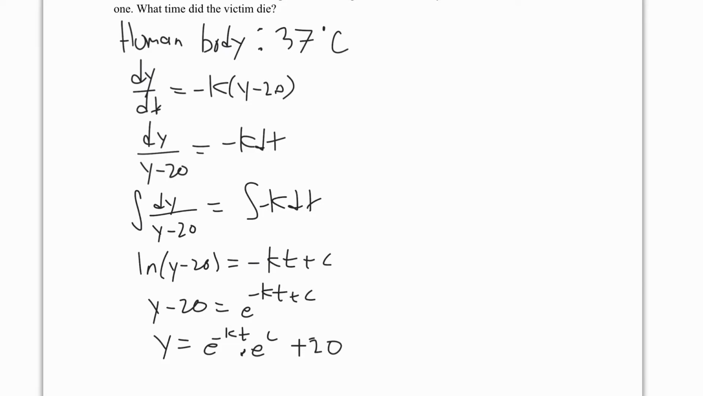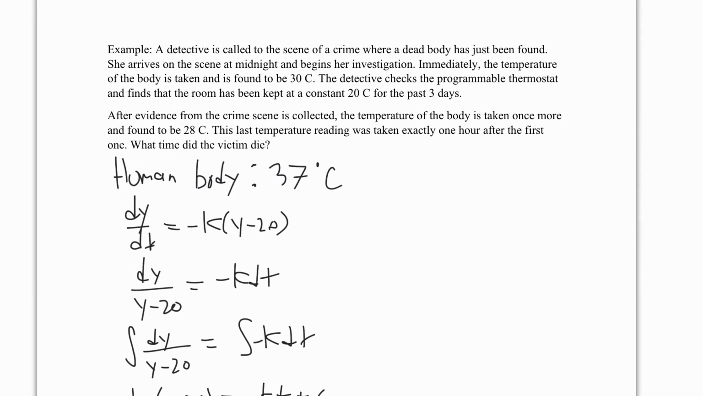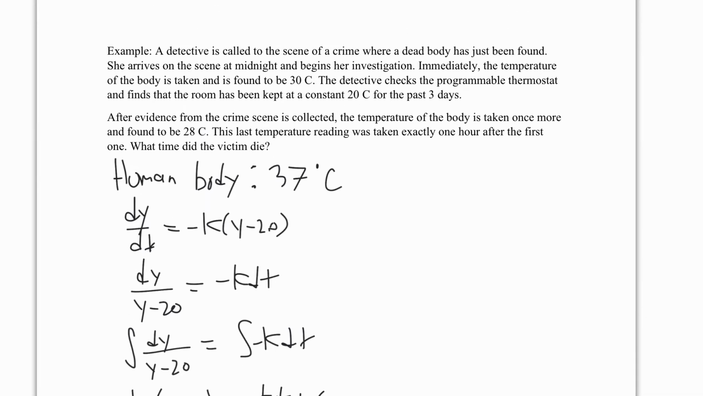All right, well, let's use our information. We're told that initially the temperature here is said to be 30 degrees Celsius. This is of course happening at midnight. So let's call midnight our t equal to 0. So we know t is equal to 0 and y is equal to 30.